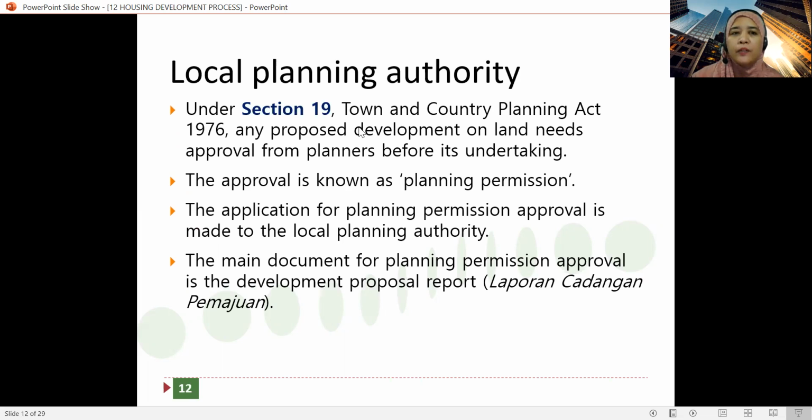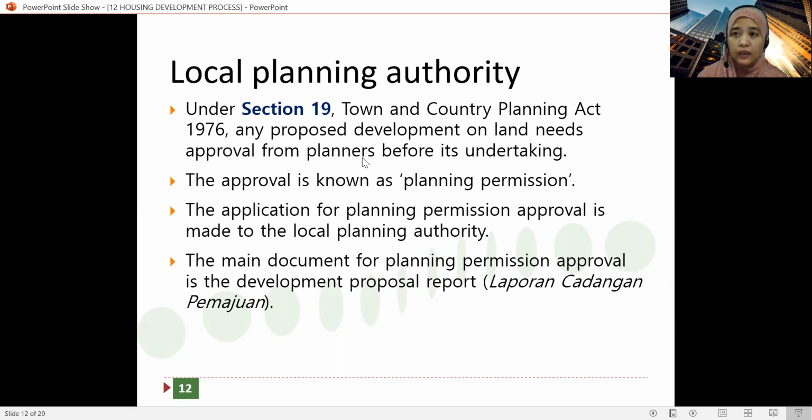Now, Local Planning Authority says there under Section 19 of Town and Country Planning Act 1976. Town and Country Planning Act 1976 is also known as Act 172. Yeah? A very important section under TCPA is the Section 19, which states that any proposed development on land needs approval from planners before its undertaking. Planners here refers to Local Planning Authority.